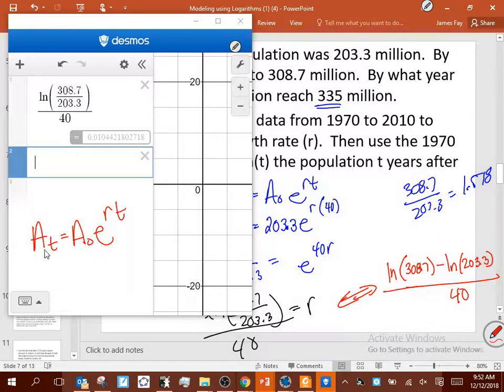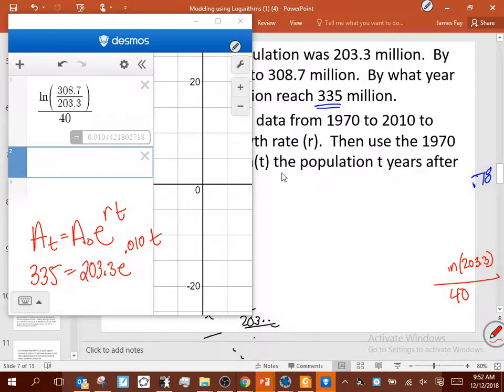Now they want to know when will this reach 335, right? When will it reach 335? Well, what was my initial amount again? 203.3. I know E is E always. R now is this 0.010 number, right? Times T. Can I now use logarithms again to solve for T there? All right, so just kind of quickly doing that. We would divide both sides by 203.3, right? Left with E to the 0.010t.